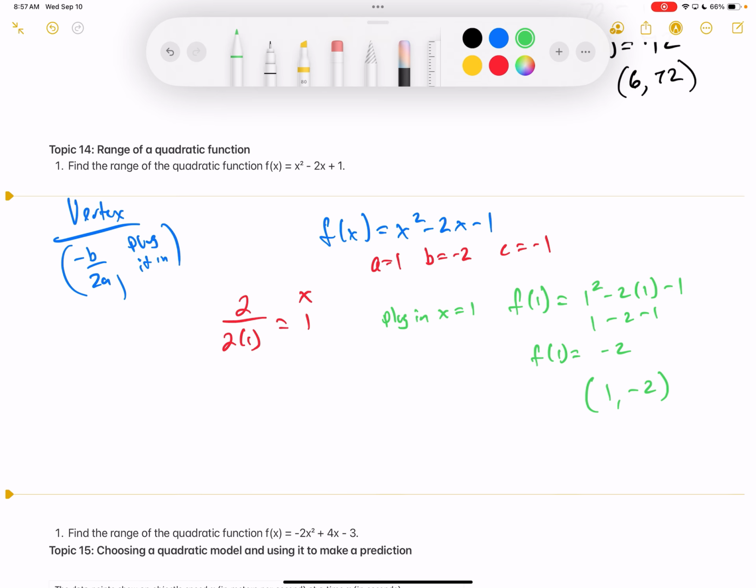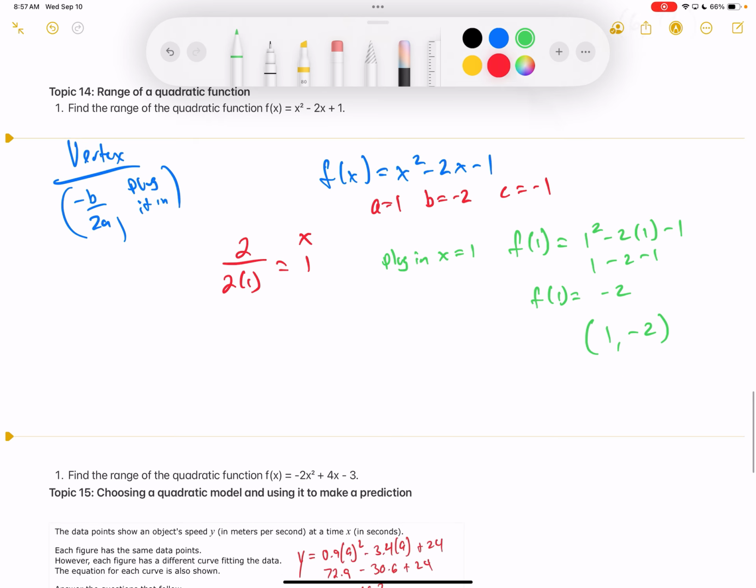All right, so let's just think about this so we don't have to draw the full graph. It opens up, right? a equals 1, so it opens up. So this is going to have a minimum. So the bottom of my graph is at my vertex. So it is at -2, and then it goes up forever. If you know, just by looking at the vertex and whether it opens up or down, you can figure out your range because your vertex is always the bottom or the top.